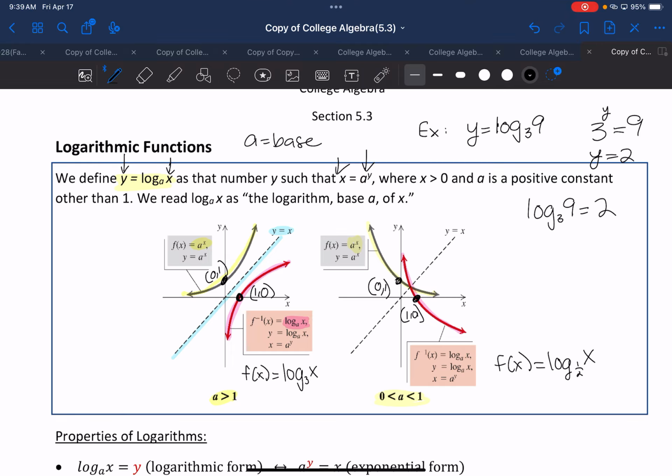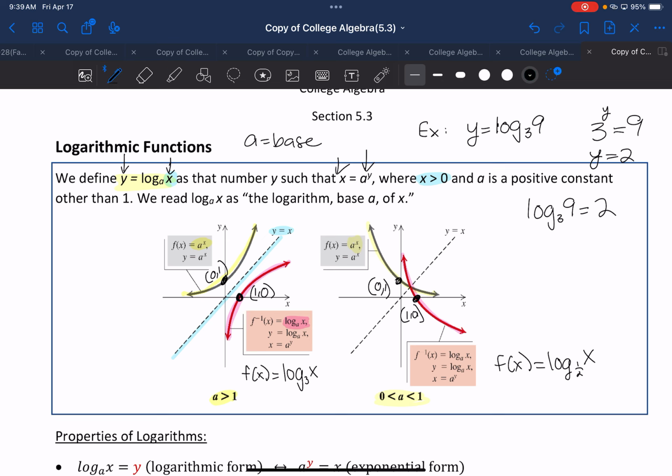All right, so for these, whatever's inside the log function will be greater than 0. So anything that's inside of that log function. And this doesn't mean log base a times x. That x is inside of that function.